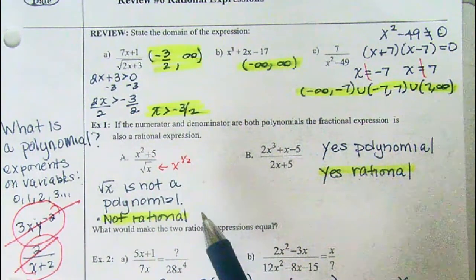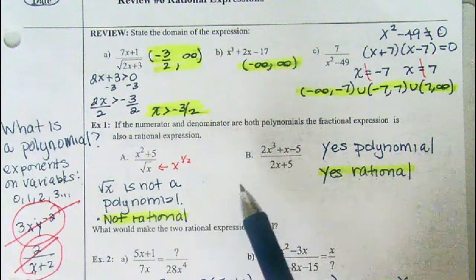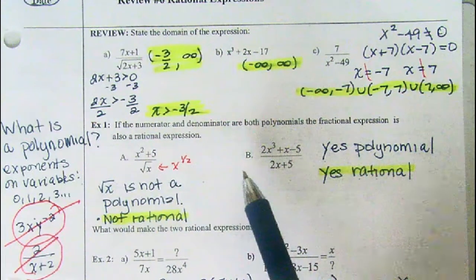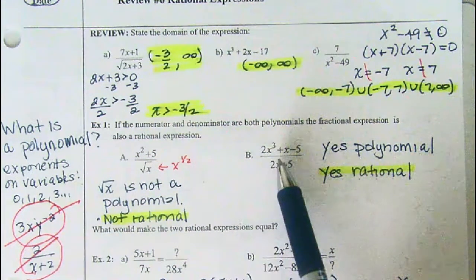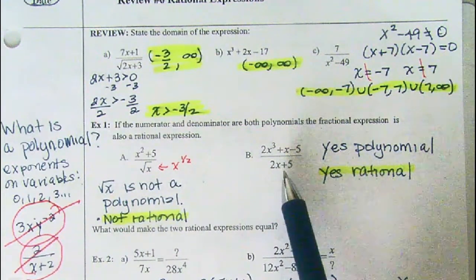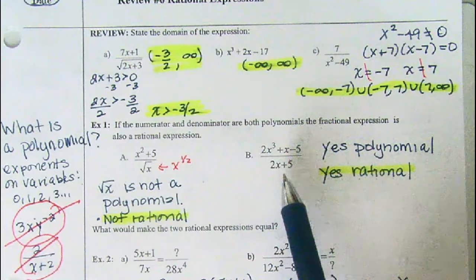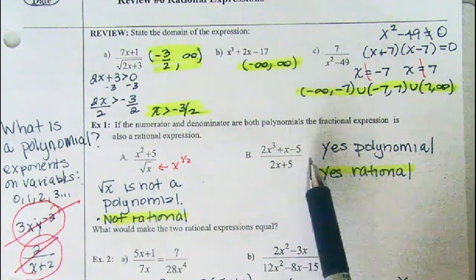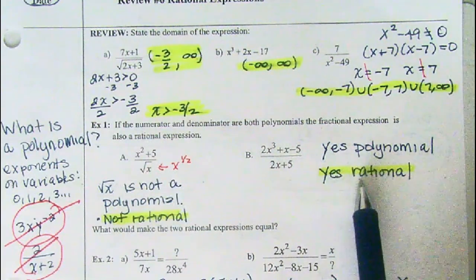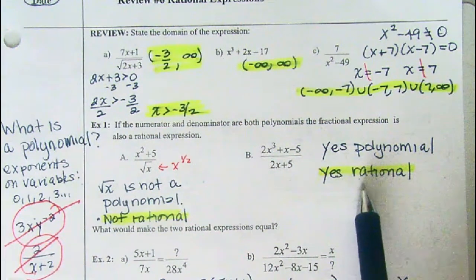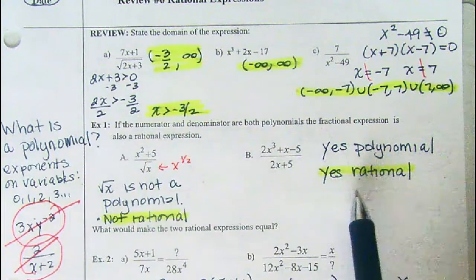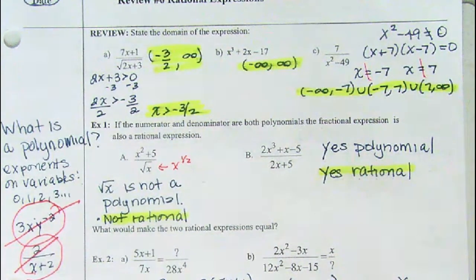and we will say it's not a rational expression. Now B you look at the numerator and the denominator separately. So if the numerator is a polynomial, yes it is. The denominator is a polynomial, yes it is. And so since the numerator and denominators, looking at them separately, are both polynomials, we would say yes, this is a rational expression. Again, it's an expression, not an equation, because there's no equal sign.